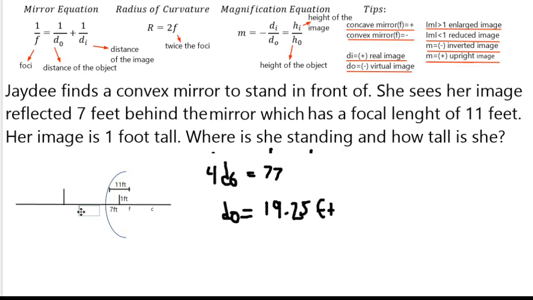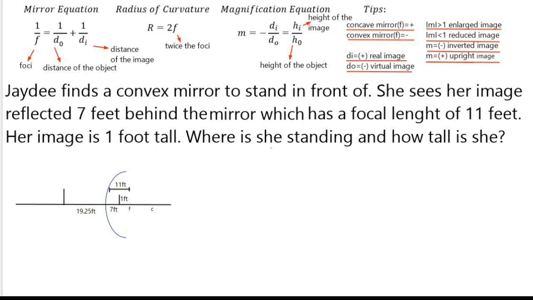Okay, now let's calculate JD's height. On the mirror, she looks like 1 foot. Wow, she's very small. So what is her real height? Okay, how can we do that? First of all, we're going to calculate the magnification of this. In order to do that, we're going to use the formula twice. The first one is this formula.